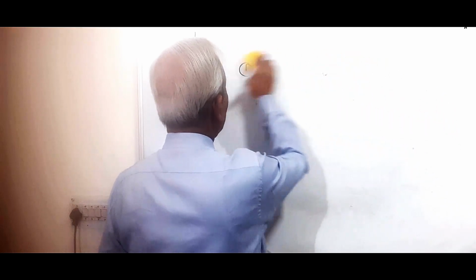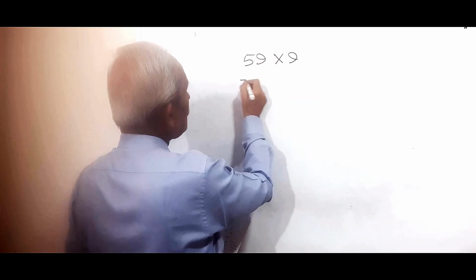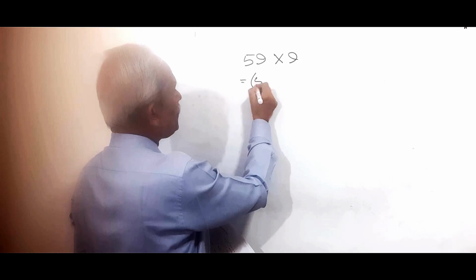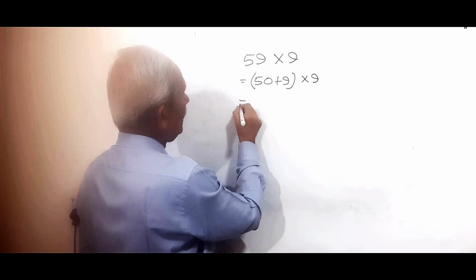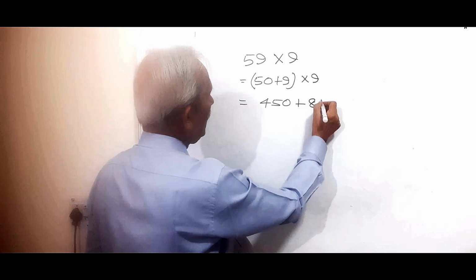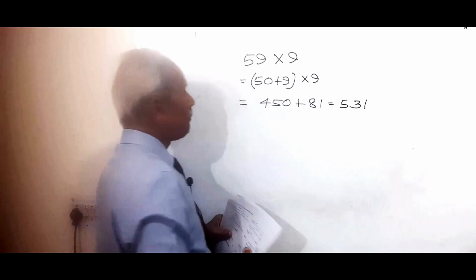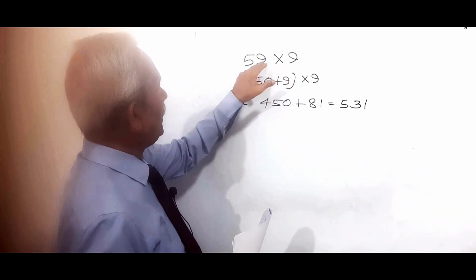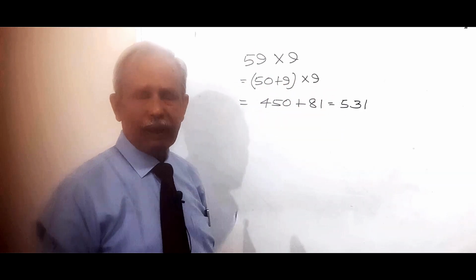Follow this whatever I have written here. 59 into 9. So here 59 is split into 50 plus 9 into 9. This is 50 into 9 is 450 plus 9 into 9 is 81, and that's equal to 531. This can be done mentally. 50 into 9, 450 plus 81. 450 plus 81 is 531. You can straight away say this, right?